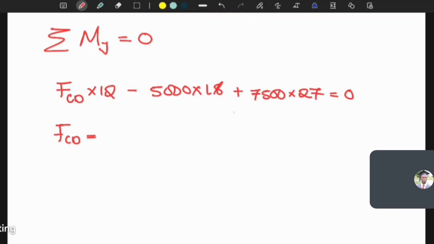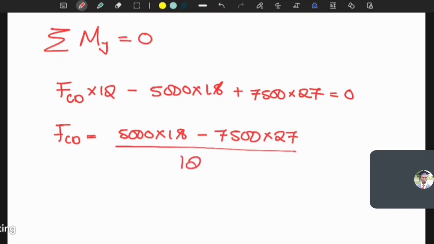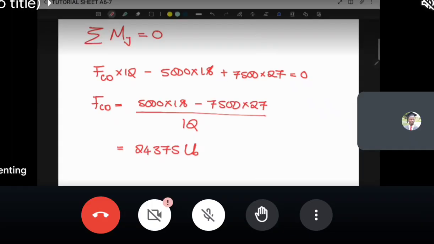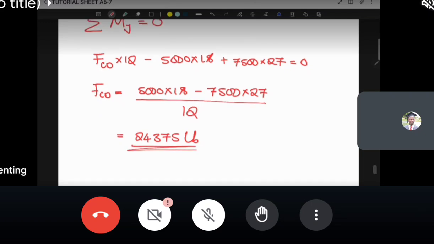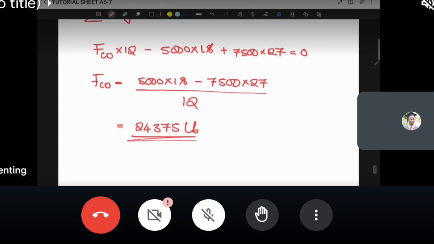Everything else goes to the right. This will be the positive one. This will now be negative. And then this will be divided by 12. Okay, so here we get this. So now that we have FCD, again, this came out positive. It's giving me negative. Yes, it's supposed to be negative.